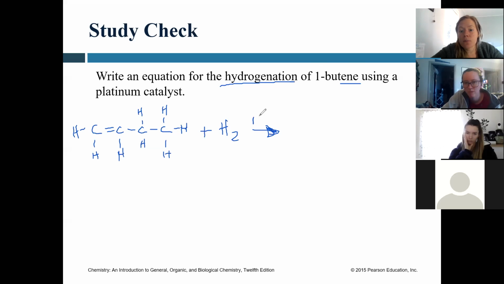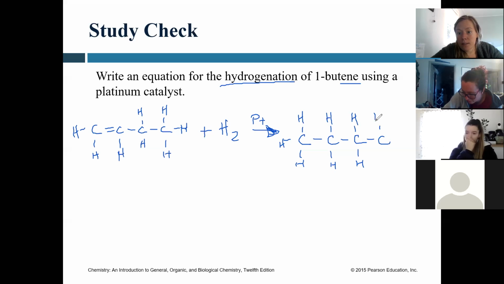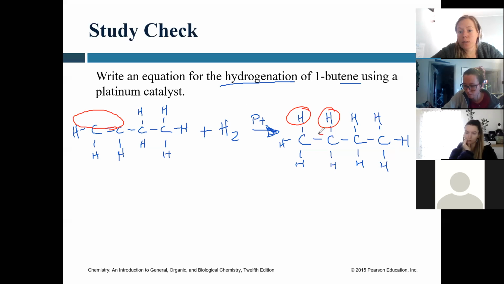It says over platinum, so Pt. It'll just sit over the arrow. So what we do is we open this up and we shove the hydrogens on it. So it becomes carbon single bonded, right? We lost that double bond and we fill it in with hydrogens. The only real difference in this structure is right here, right? This hydrogen and this hydrogen are new. They came from what used to be that double bond there. That makes sense?